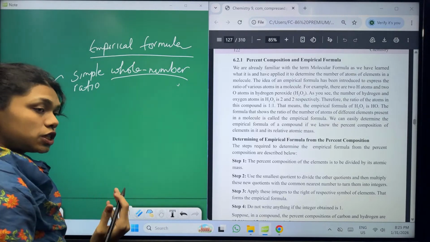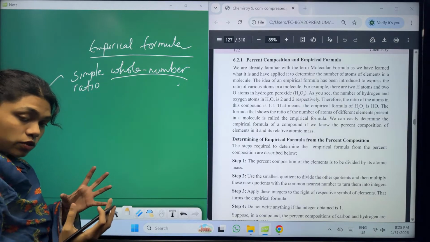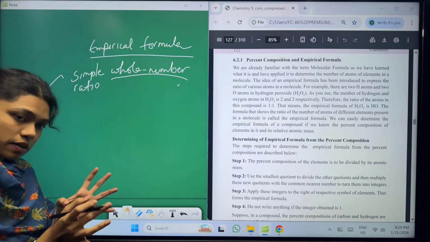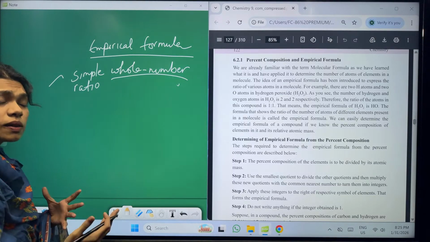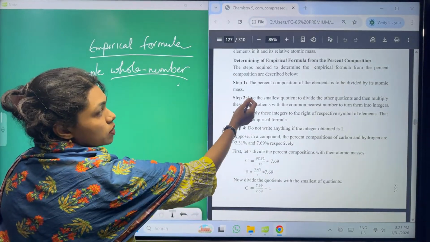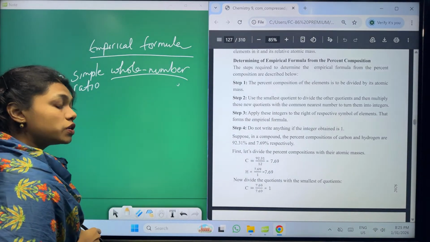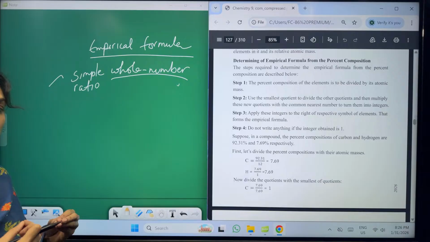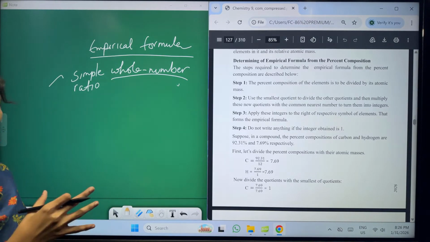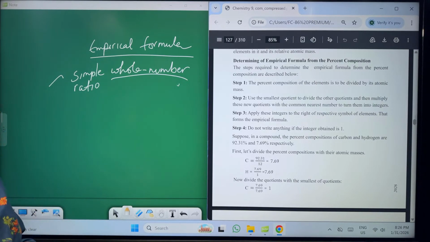The simple whole number ratio at which the atoms of the elements will combine with each other in order to form a compound. How can we find that? You have the steps in your book. Step 1: the percent composition of the elements is to be divided by their atomic mass. Remember, in your question for empirical formula, the percent composition will always be given.